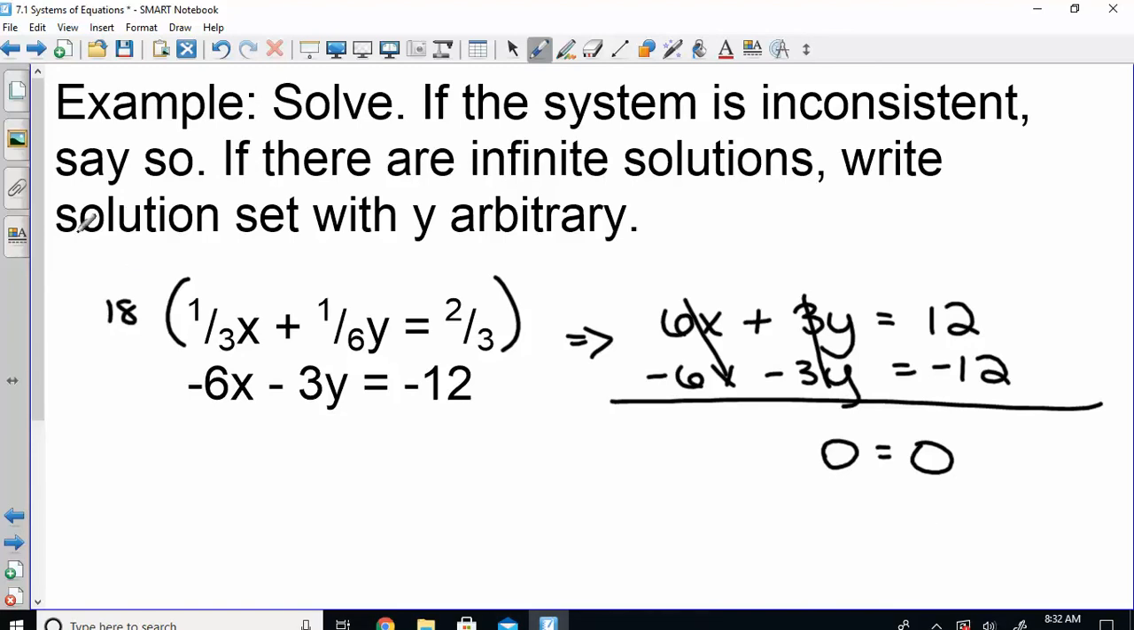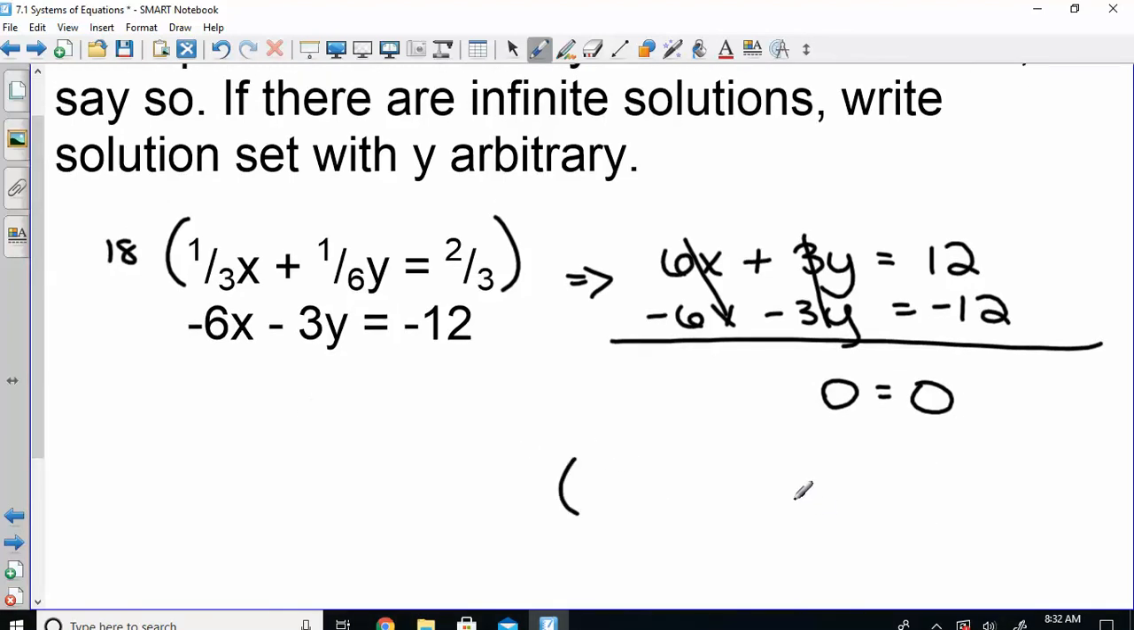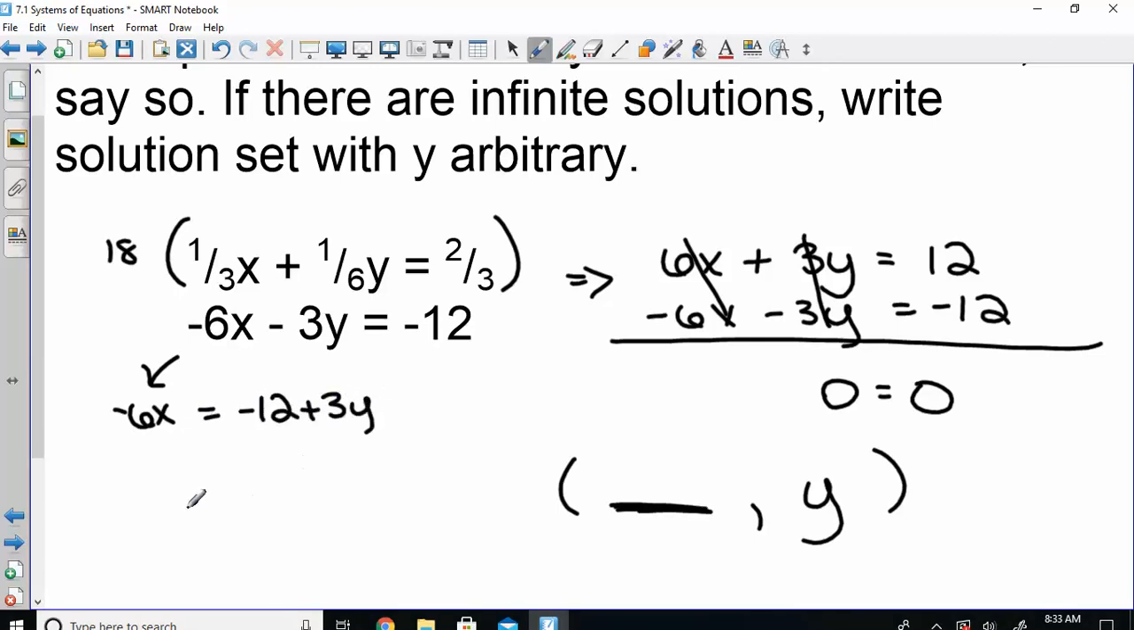In other words, if I say keep y arbitrary, I want to write an ordered pair with y as the variable. So I have to come up with something for my x. So what you're going to do is take one of these equations and solve for x. Okay, let's do the second one. We'll avoid the fractions. So if I wanted to get the x by itself, I would add over my 3y. And then I would have to take everything and divide by -6. So x is 2, 3 over -6 is -1/2 y.